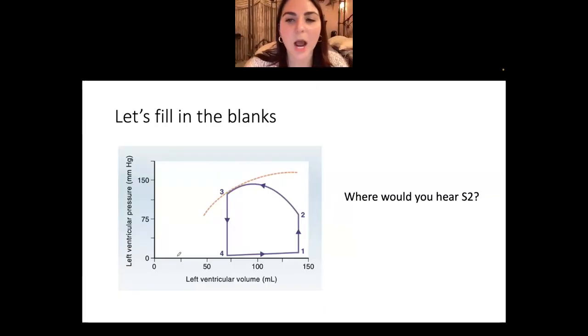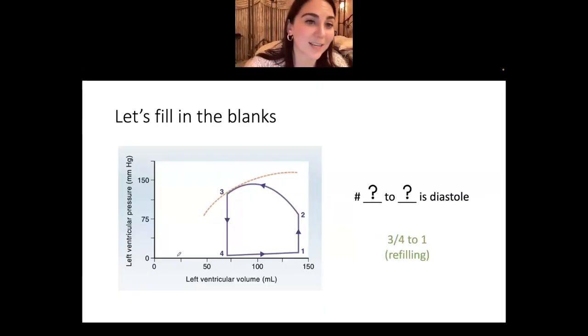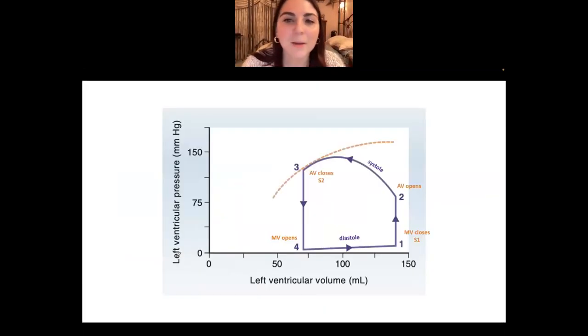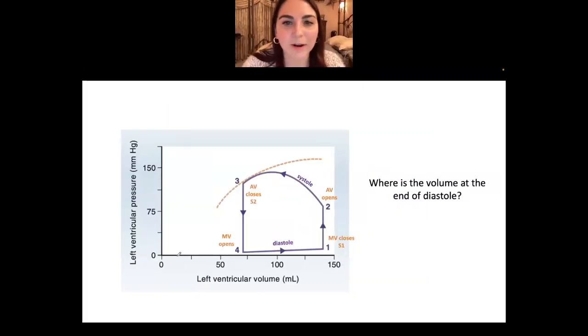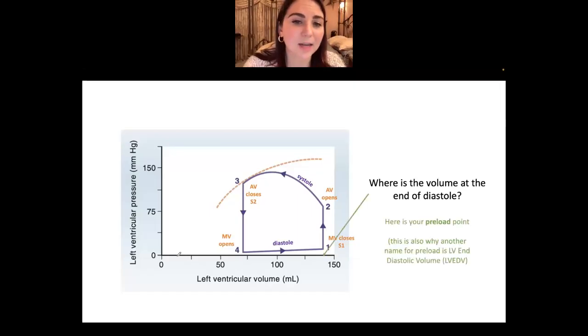It's just questions. I did want to talk about heart sounds. I can tie in heart sounds into this. Blank to blank is diastole, whatever. So here's a more labeled one. They can ask about where's end diastolic volume.